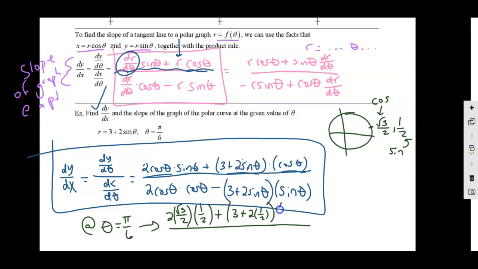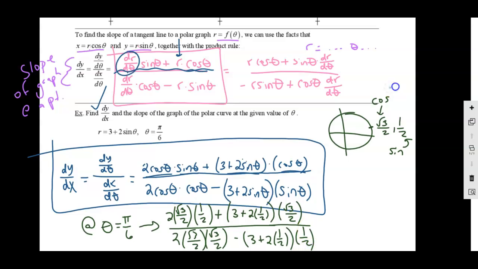And then I need the cosine value, which is root 3 over 2. And then I need 2 cosine cosine. So I've got 2, the cosine, and then the cosine. And then there we go, minus. Then I'm going to copy that same chunk, 3 plus 2, and then the sine. And then I need the sine value. Woo, all right, so that was kind of ugly.